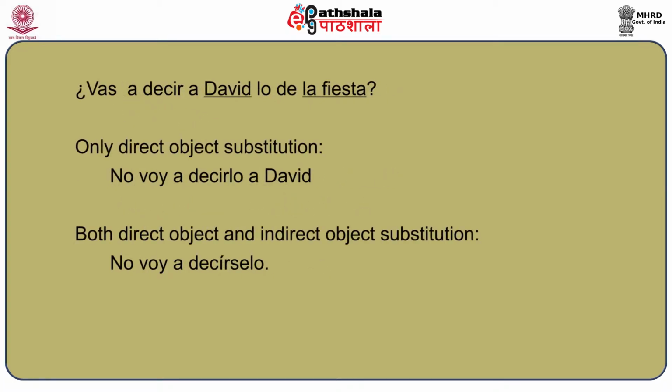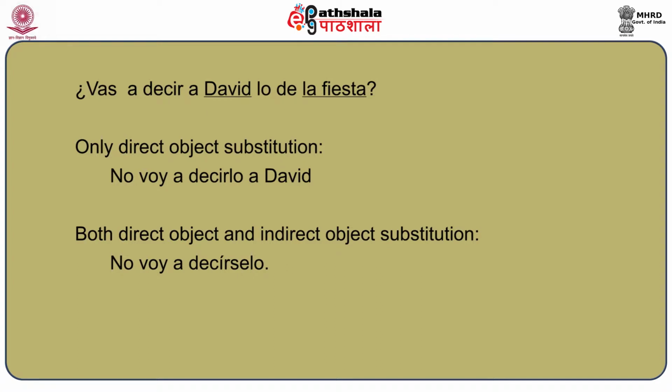Another example whereby we are using both direct object as well as indirect object is, ¿Vas a decir a David lo de la fiesta? If we substitute only the direct object with the pronoun, then it will be no voy a decirlo a David. Both direct object and indirect object substitution, then it will become no voy a decírselo.